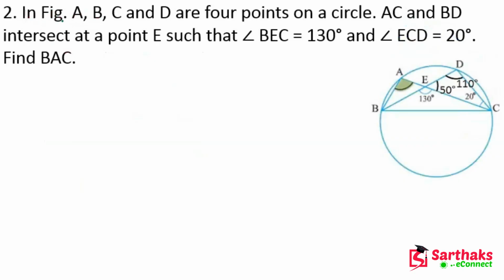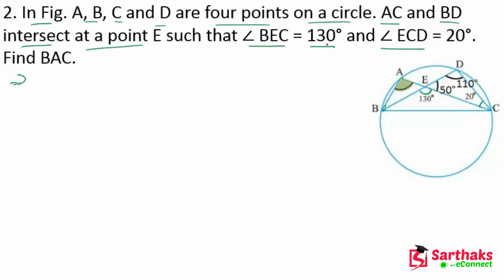Now in the next question, in the figure A, B, C and D are 4 points on a circle. AC and BD intersect at point E, such that angle BEC is 130 degrees, and angle ECD is 20 degrees. We have to find angle BAC.